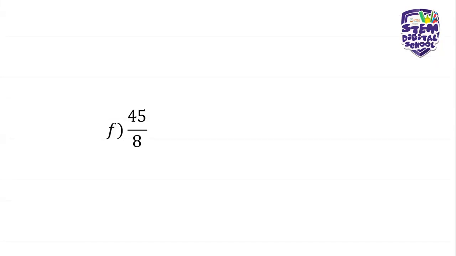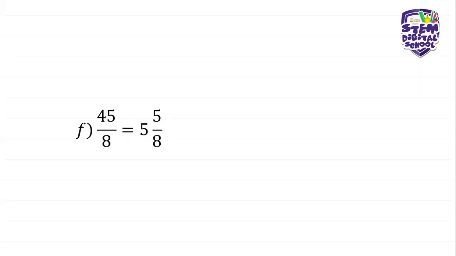Yes, Bugs also says 5 and then 5 over 8, followed by Kelly. Kelly as well, whole number 5 and then 5 over 8. Yes, I agree, because 8 goes into 40 five times, and then the remainder, if it's 45, will definitely be 5 over 8. So this is how we solve this.